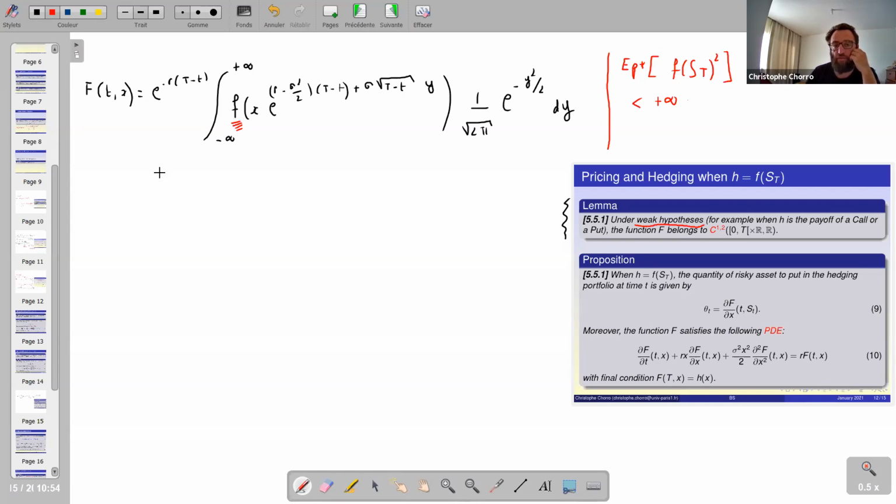So what can I do? In fact, the first thing I have to do is a change of variable. Because here you have a mapping that is very regular.